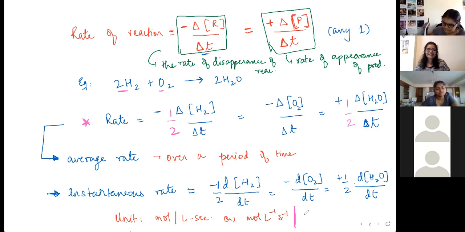So in the case when your reactants or products are gaseous, you use partial pressure. In that case, pressure ka unit kya hai? Pascals is one unit usually you go with. Pascals, bar, atm. Atmosphere per second. So when you're using concentration, it's mole per liter per second. When it's gaseous reactants or products, you use atmosphere per second.